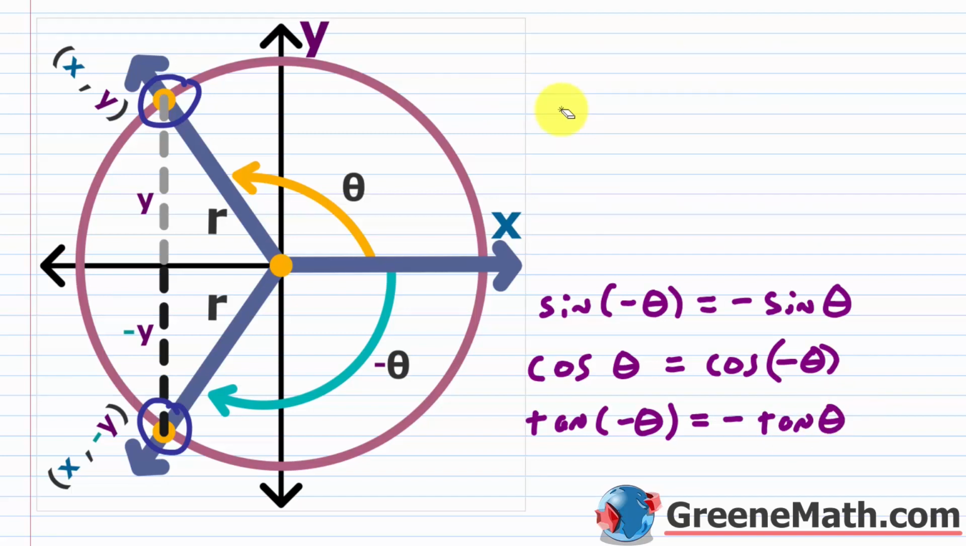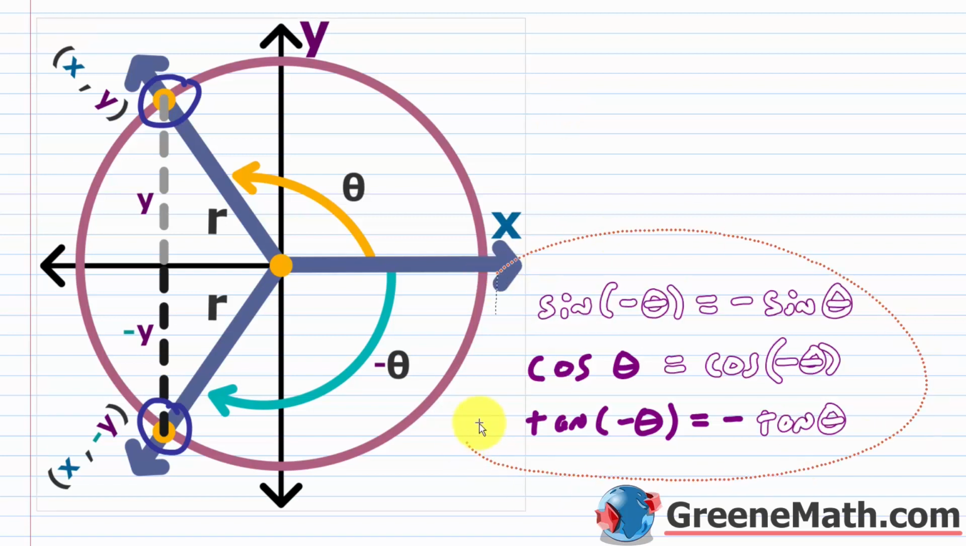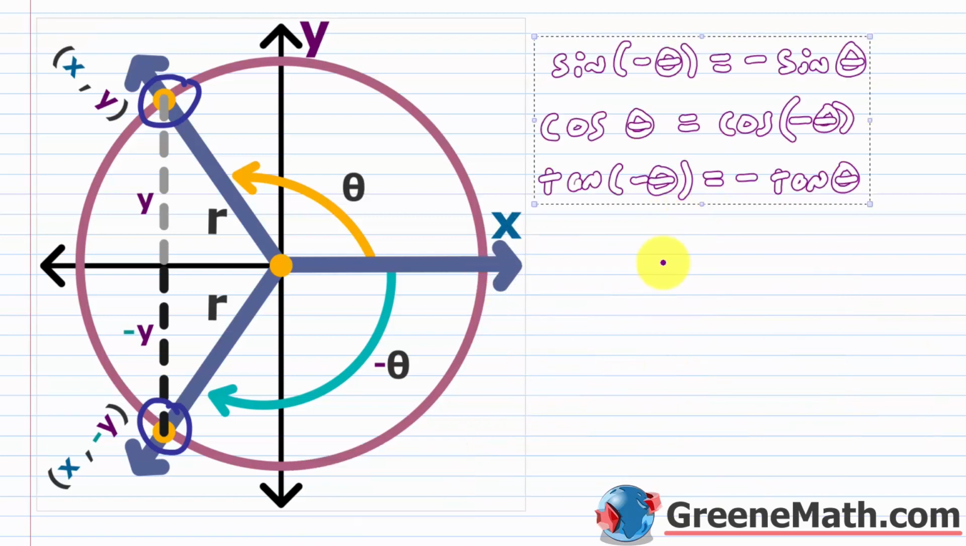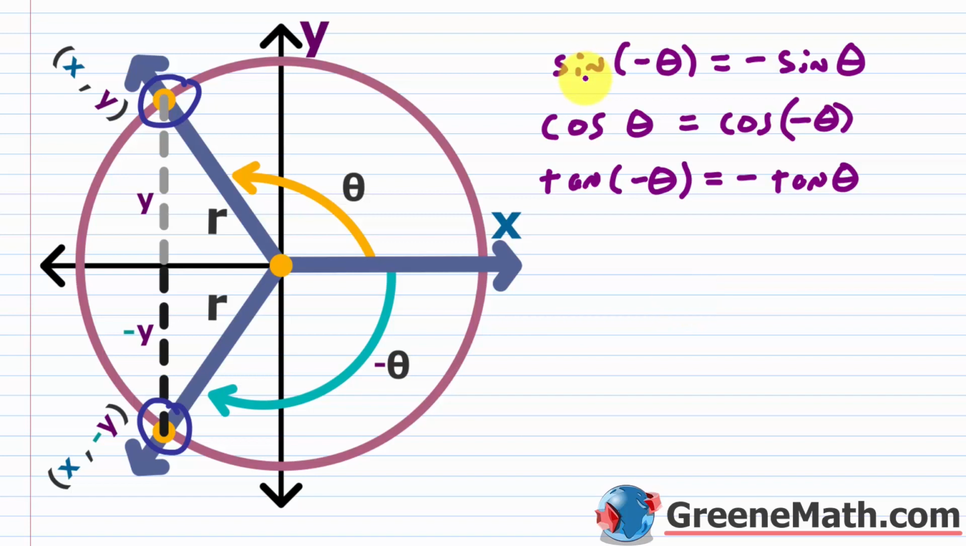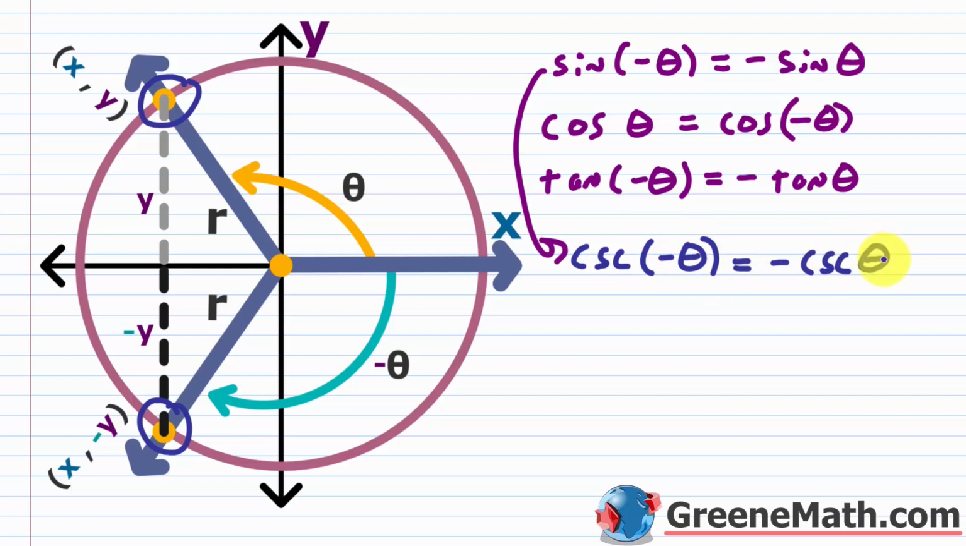Using a similar thought process, we can get the ones for the reciprocals, okay? So basically the reciprocal of sine is cosecant, so when you look at this, the signs are going to be the same. It's the same property. So with cosecant, the cosecant of negative theta is equal to the negative of cosecant of theta, okay?